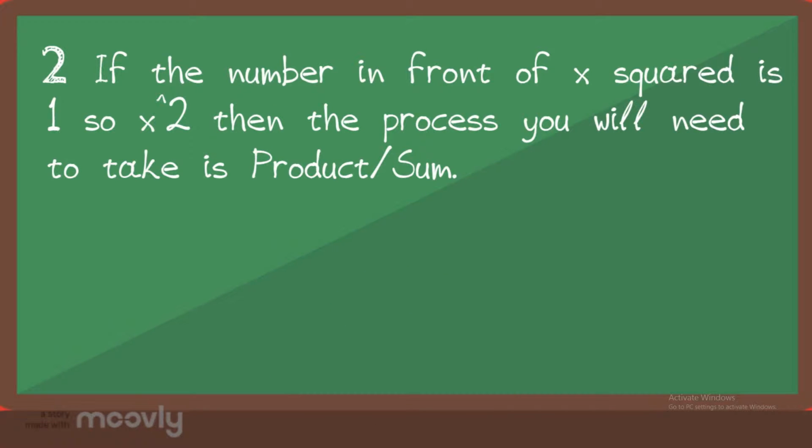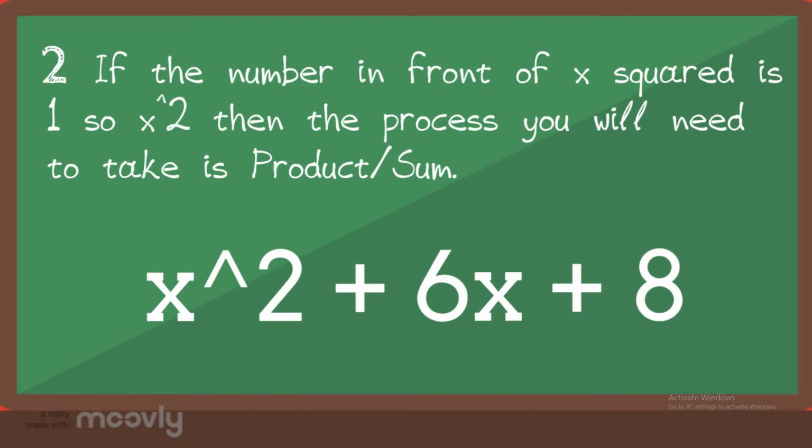Step number 2. If the number in front of x squared is 1, so for example x squared, the process you will need to do is product sum. In the equation, this means we'll need to find 2 numbers that multiply to make 8 and 2 numbers that add to make 6. These 2 numbers are 2 and 4. So 2 plus 4 equals 6 and 2 multiplied by 4 equals 8.